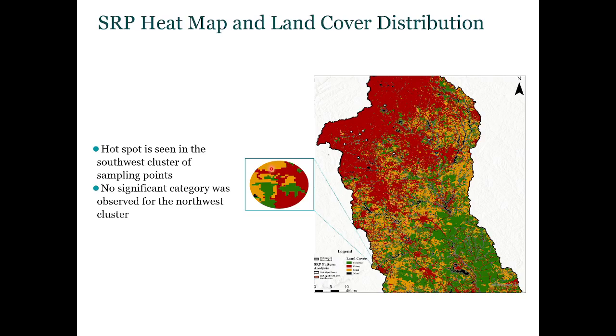Where the overall trend we see in the study area is that we have a lot of urban land cover in the northwest, noting that Atlanta is here where I'm circling. We then see a bit of a gradient as we transition to a bit more rural and agricultural land use, finally seeing a majority forest land cover as we make our way down to the southeast. Now, as far as the SRP concentrations go, we do see a hot spot in the southwest, this cluster of sampling points, and then we see no statistically significant pattern in these northern points. So let's keep that in mind.